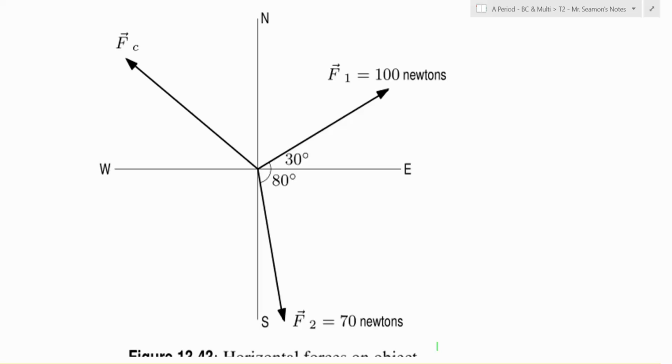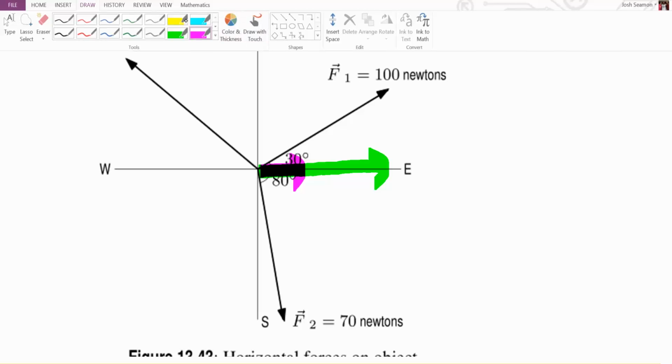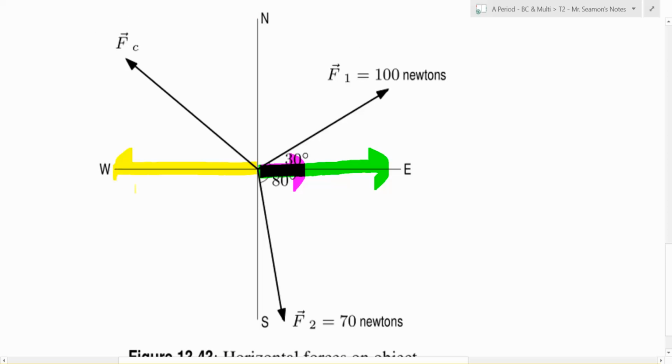In order for this object not to go side to side, north, south, east, or west, you know that this vector right here, which I am having trouble drawing at the moment, must, plus this vector right here, must balance out that vector right there. That way it won't go east or west. Then you do the same thing for the vertical components and it won't go north or south. Does that kind of make sense, everybody?